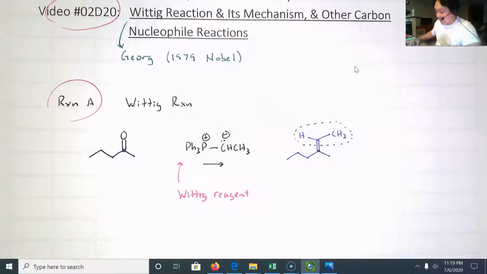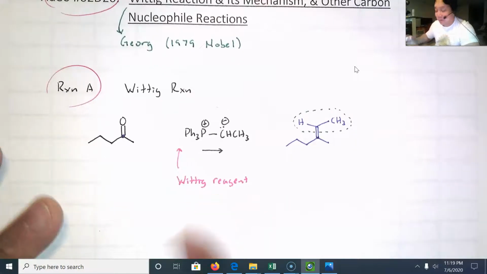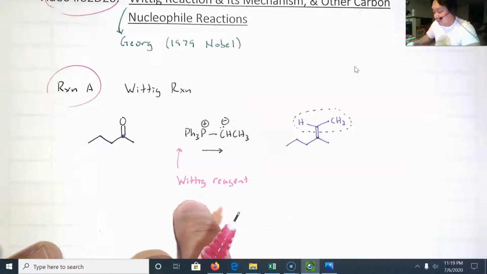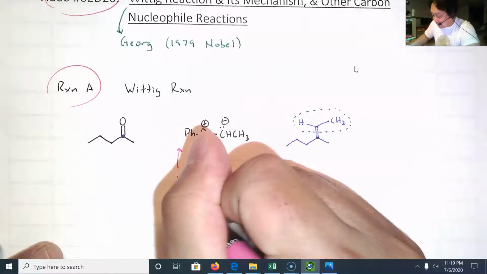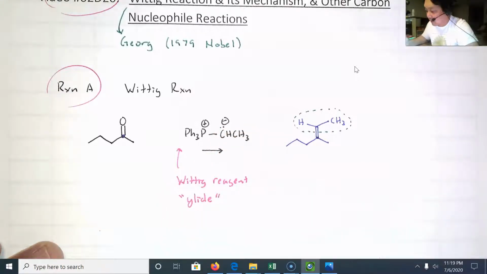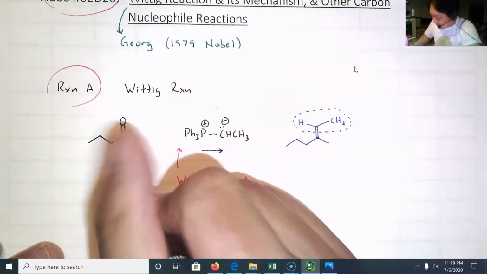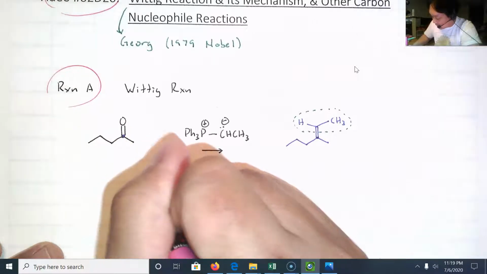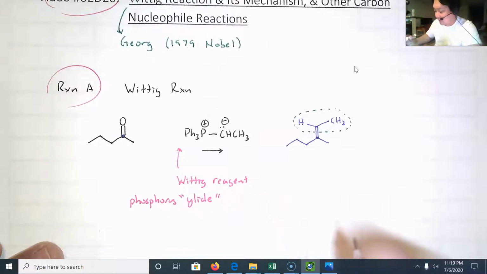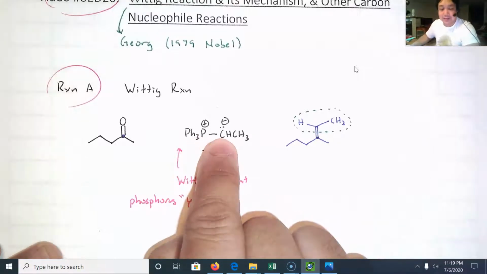We'll do a couple more examples. Oh, and we'll also do the mechanism. It's a really interesting mechanism. The Wittig reagent, though, is what's called an ylide, technically a phosphorus ylide, and that's when you have this plus and minus next to each other.